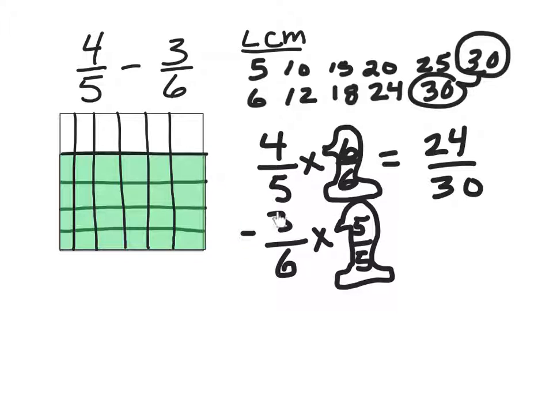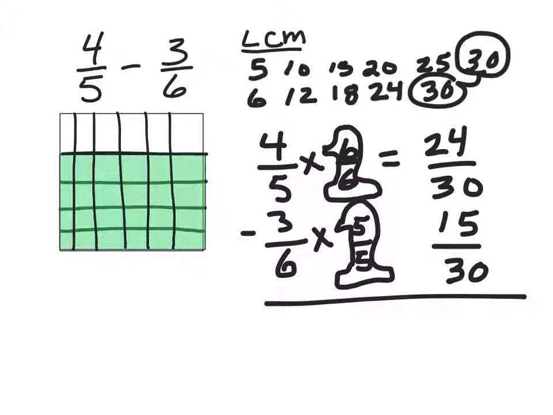Okay, so now let's move on to this one. I got 3 times 5, which is going to give me 15. And then I've got 6 times 5, which is going to give me 30, right? And bam, right there. So now what I'm going to do here is I'm going to subtract the 15 30ths here, right? So I've got 24 30ths here. I got to cross out 15 of these bad boys right there.